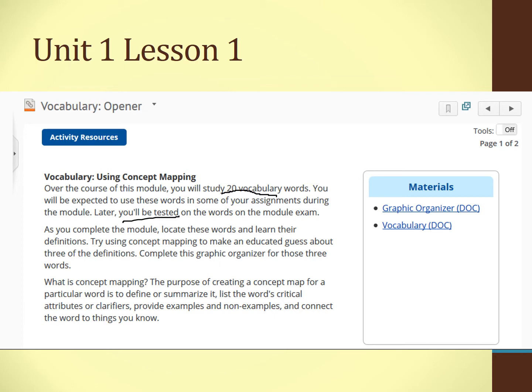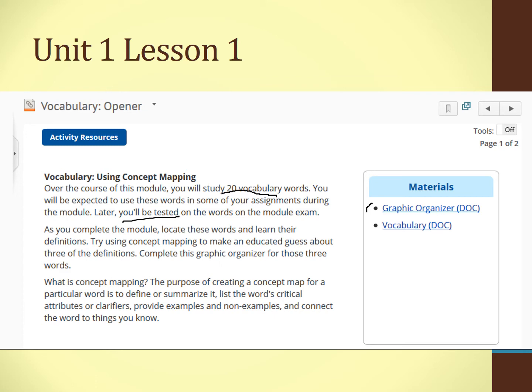As you complete the unit, these words and their definitions help you understand the material or what we're learning. If you do not know these vocabulary words, you're going to feel confused and you may not even understand some of the things that you're going to be reading or some of the questions you'll see on your assignments and your quizzes. So make sure that you're working on these.